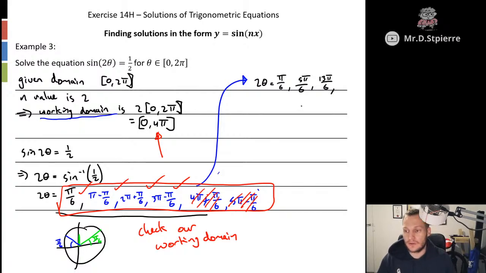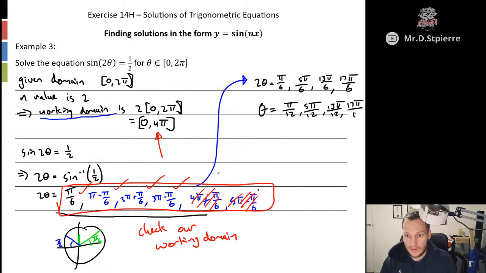And you'll get very good at adding and subtracting whole pies and fractions of pies, and making common denominators in your head. You can always do it by hand if you want to, or work it out on paper, but you'll get to that stage. 3 pi minus pi on 6, 18 minus 1 is 17 pi on 6. Divide by the 2, so we're left with theta is equal to pi on 12, 5 pi on 12, 13 pi on 12, and 17 pi on 12.